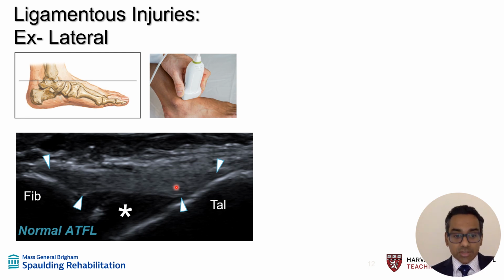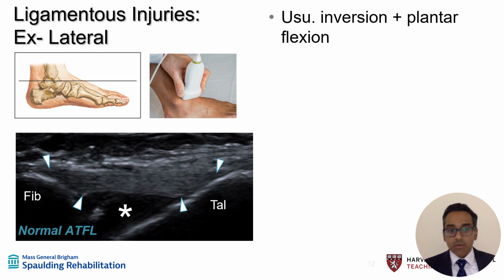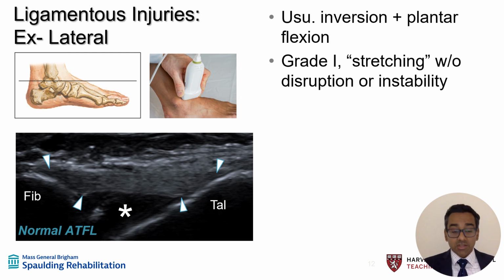Now here we see a normal ATFL, and we see some dark fluid below this. So this is a normal kind of picture with maybe a little effusion in the ankle. When you injure these tendons, it's usually with inversion and plantar flexion, both of which stretch the ATFL.